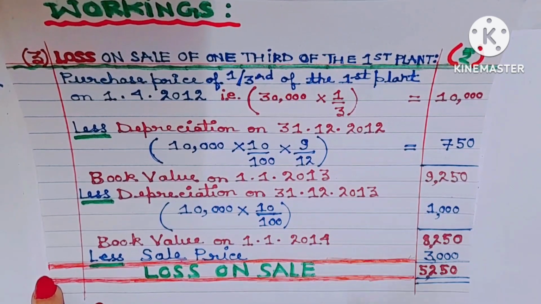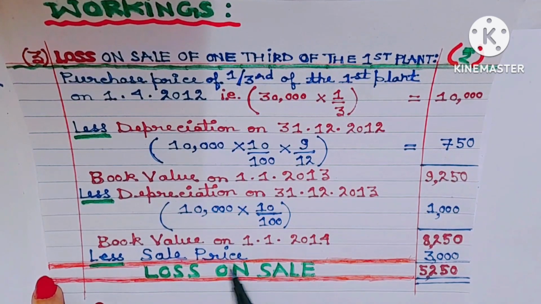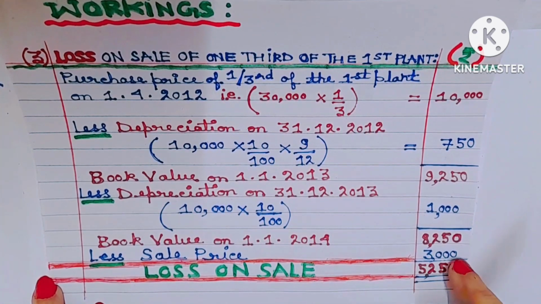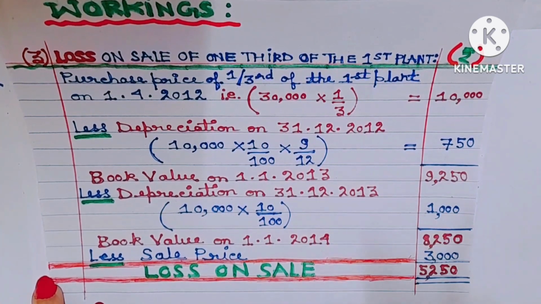But what was the sale price? Less sale price of the 1/3 of the first plant is equal to 3,000. That means it was sold at a lower price. So if you deduct 3,000 from 8,250, you'll get 5,250 loss on sale. Please try to understand.